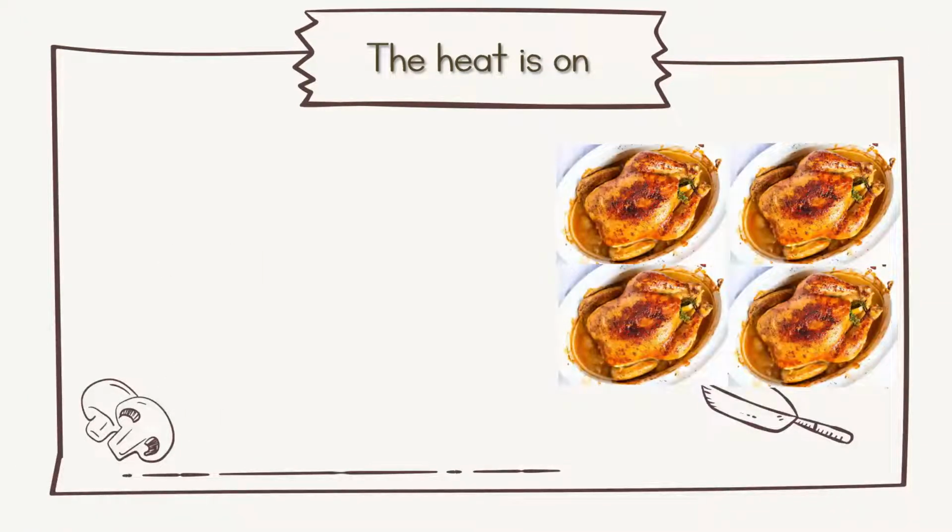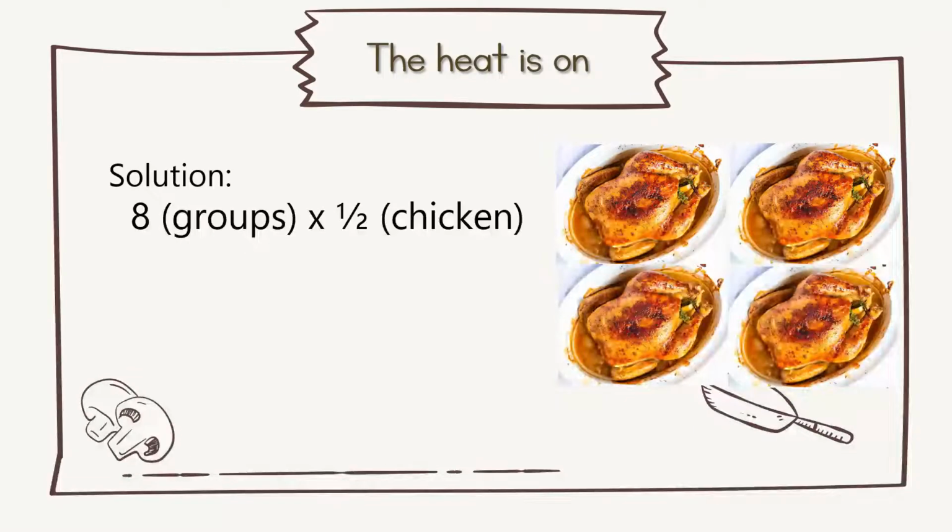Let us now check your answer. So for the solution, we have 8 groups. We have to multiply it by 1/2, since halves are 1/2 of a whole chicken. So that will give us 4 whole chickens.